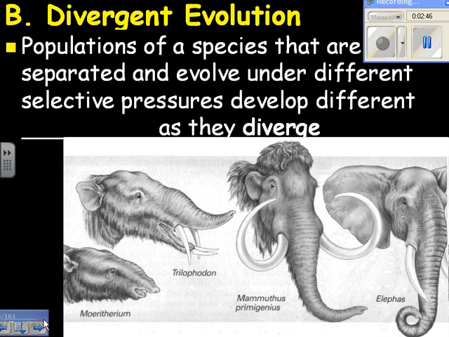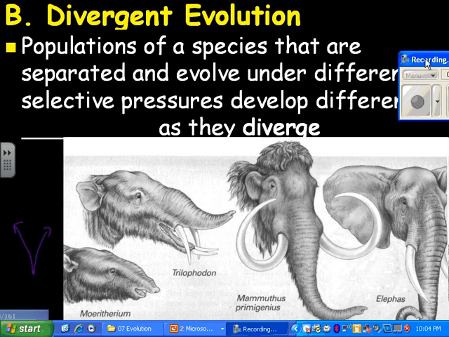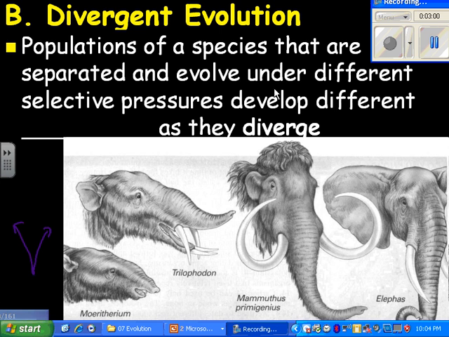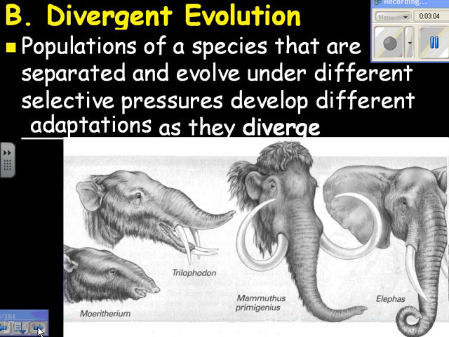The opposite would be divergent evolution. That's when things start in one place and then end up being different. And that's because they had a common ancestor, but they're exposed to different selective pressures. So populations of species that are separated and evolve under different selective pressures end up developing different adaptations as they diverge. So these are different forms of, I don't know if I want to say they're all elephants, but some form of something related to an elephant.